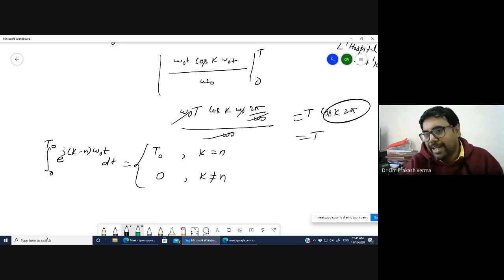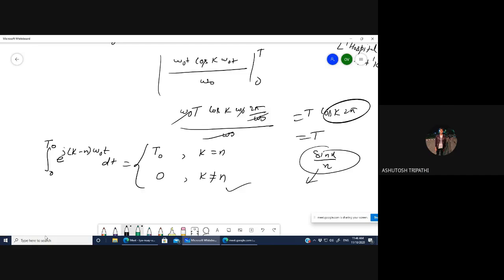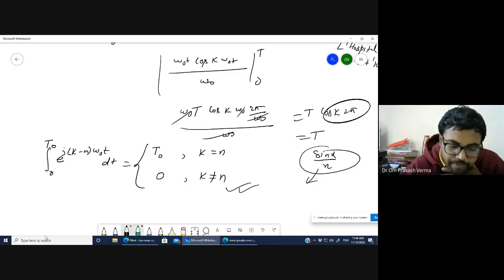sin x by x is again a limit problem, and again L'Hospital rule applies. Both are the same, right? No problem, it becomes straightforward, but yes, okay, thank you, sir.